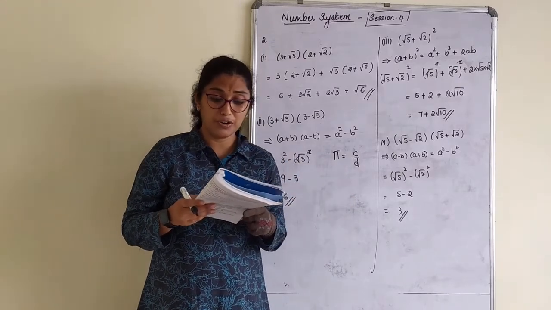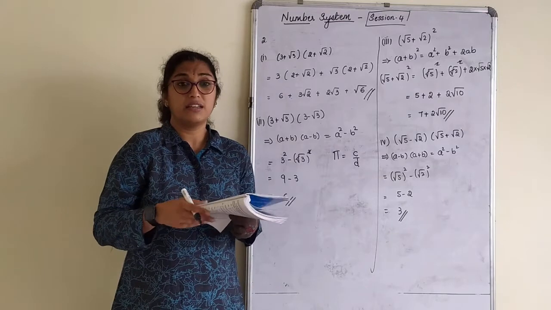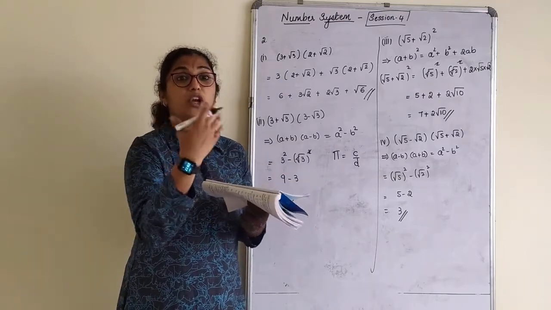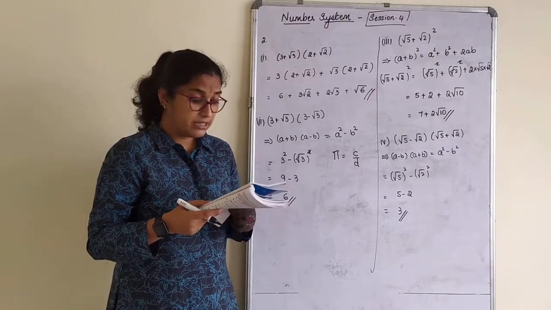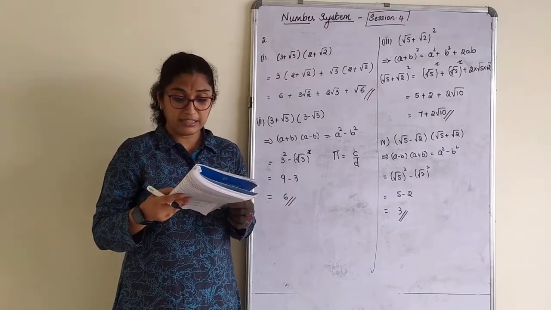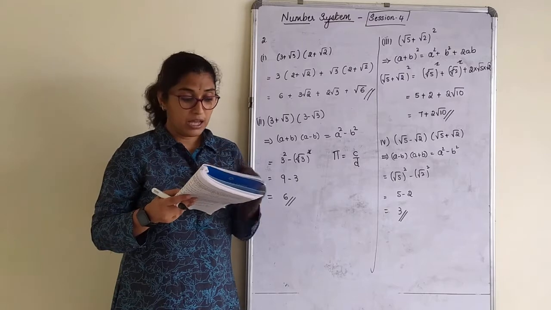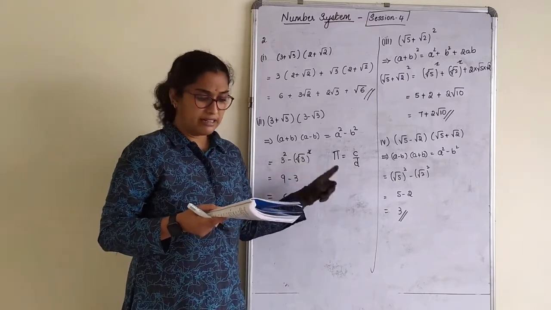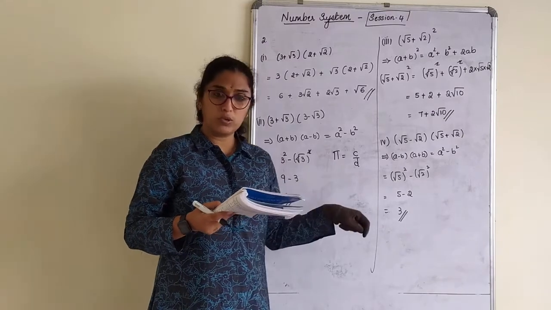This seems to contradict the fact that pi is irrational. Contradict is something going against, or it will not support the given fact. How will you resolve this contradiction? So you need to only write that given pi is equal to c by d.